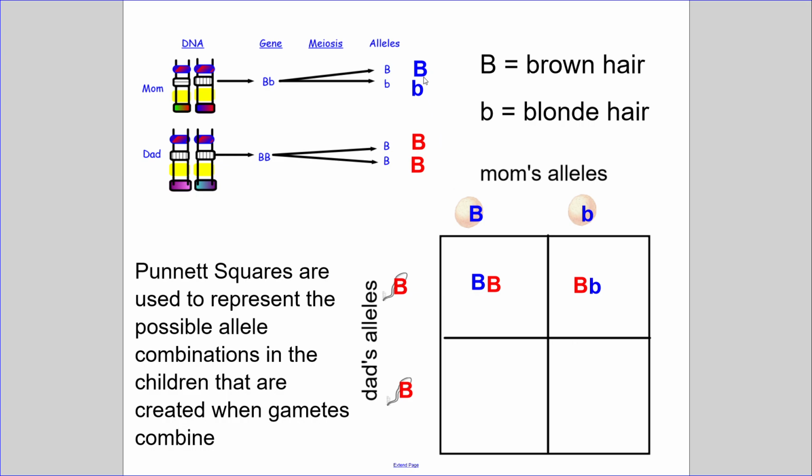Over here, we would have the big B from mom again and the big B from dad. And then over here, something similar. Big B from dad, little b from mom. So here we can see our four possible combinations that can result from these allele gamete combinations. Here we have homozygous dominant, heterozygous, heterozygous, and homozygous dominant. In all cases, every single one of these children is inheriting a big B somehow. So that means that there's no possibility for them to have blonde hair, only brown hair.